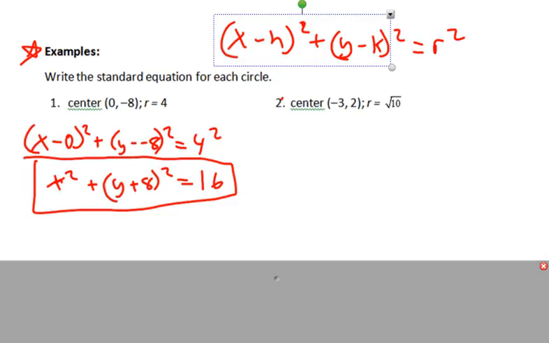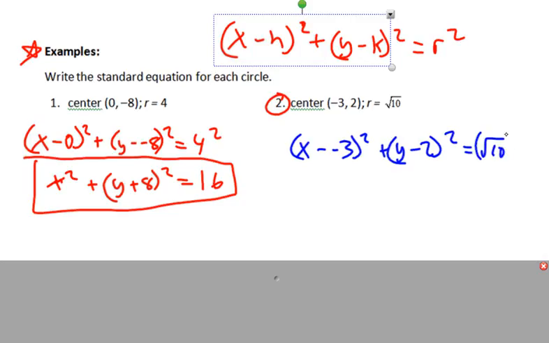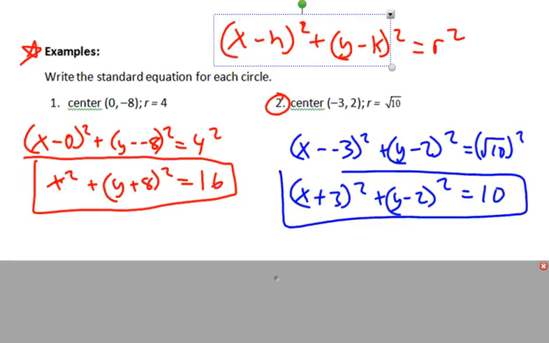Number 2, I'd like you to try this one on your own. Write the equation of that one. Plugging in, we have (x minus negative 3) squared plus (y minus 2) squared equals the square root of 10, squared. The square root of 10 squared is just 10. The x minus negative 3 changes to x plus 3, squared, plus (y minus 2) squared. There you go, that's the equation of that circle.